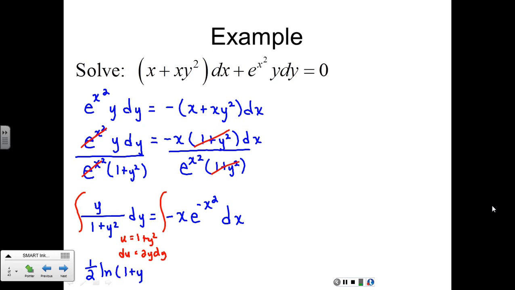why do I not even need absolute value on that one? 1 plus y squared, is that ever going to be negative? Never. That can never be negative in any way, shape, form, or fashion. So you don't have to have absolute value unless your argument would possibly ever be negative. Okay? That's the only time you really have to have that. 1/2 ln of u, so there we go, equals, let's work on the right side for a second.